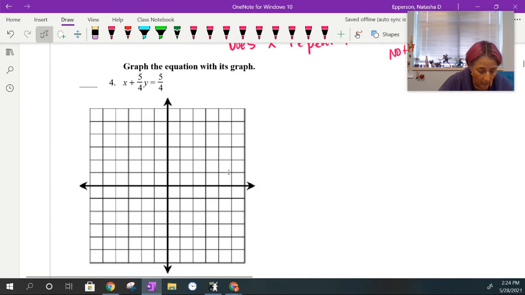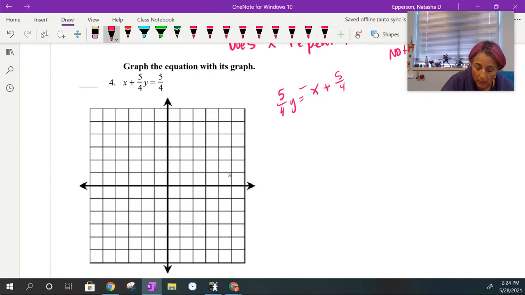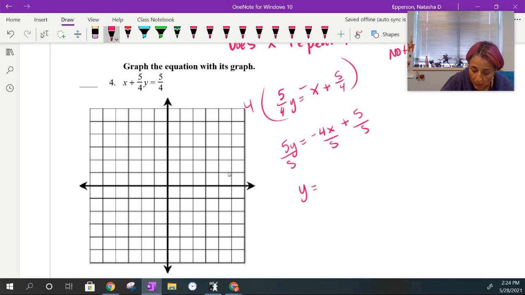Okay, we are number 4. We're going to graph this equation with this graph. So in order to graph this, I need this to be in slope-intercept form. So I'm going to move my x over. So this becomes 5/4 y is equal to negative x plus 5/4. Now I can multiply everything by 4 to get rid of my fraction. That's the number that's in the bottom. So this becomes 5y is equal to negative 4x plus 5. I'm now going to divide by 5. This is then going to become y is equal to negative 4/5 x plus 1.